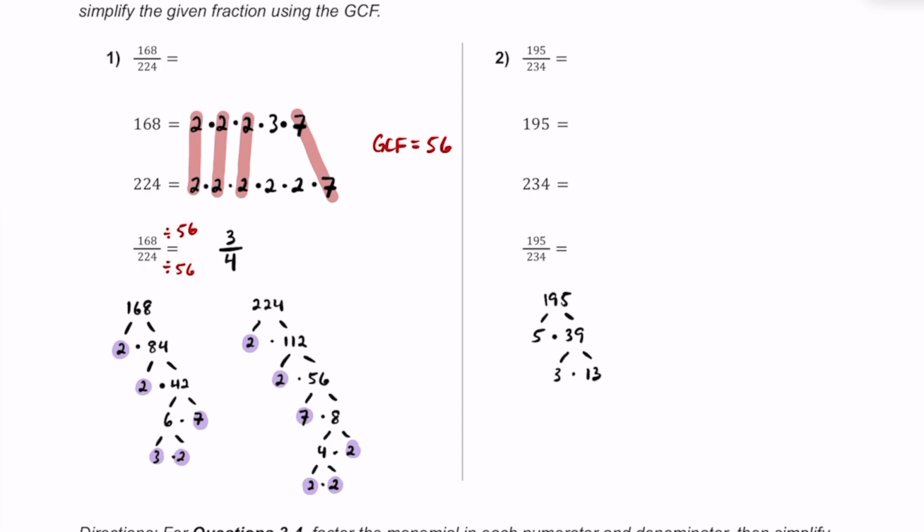So here are our prime factors. I think it's just going to be 5 times 3 times 13 here. Feel free to write them in order from least to greatest, or any order that you'd like here.